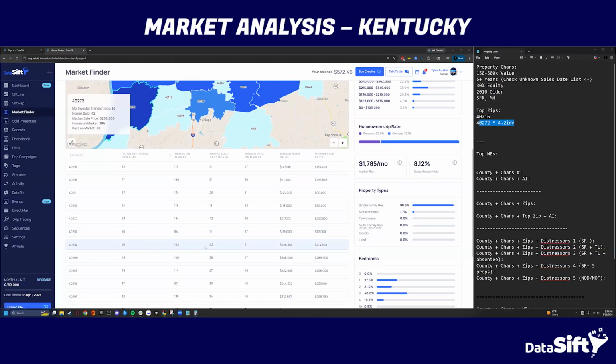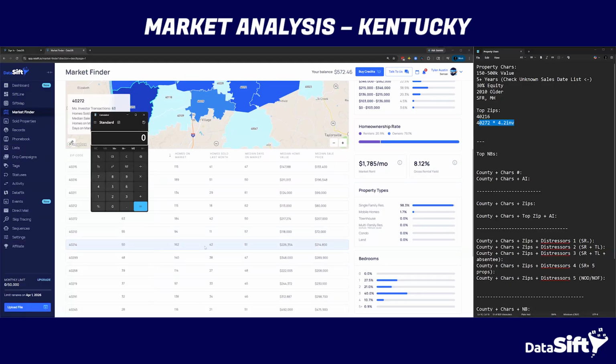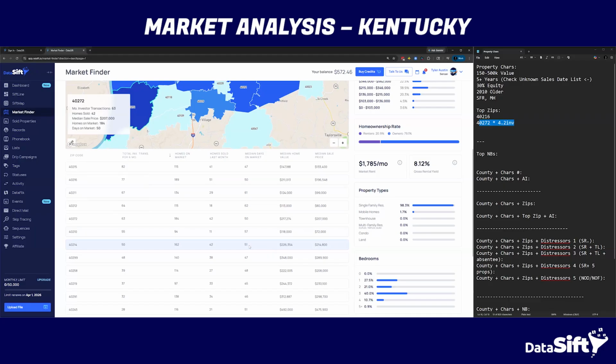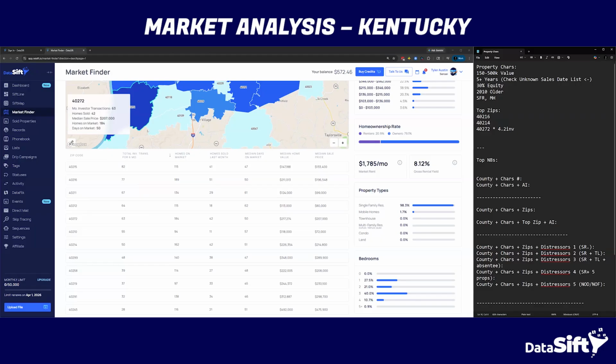40214. We're going to go ahead and do some math on that. Or 162 divided by 42. That gives me 3.8. Again, below our average. Nice drop, about 15 grand there. We got 41 days. So this is a good one. 40214. In fact, this is now going to get ranked higher because of the inventory.